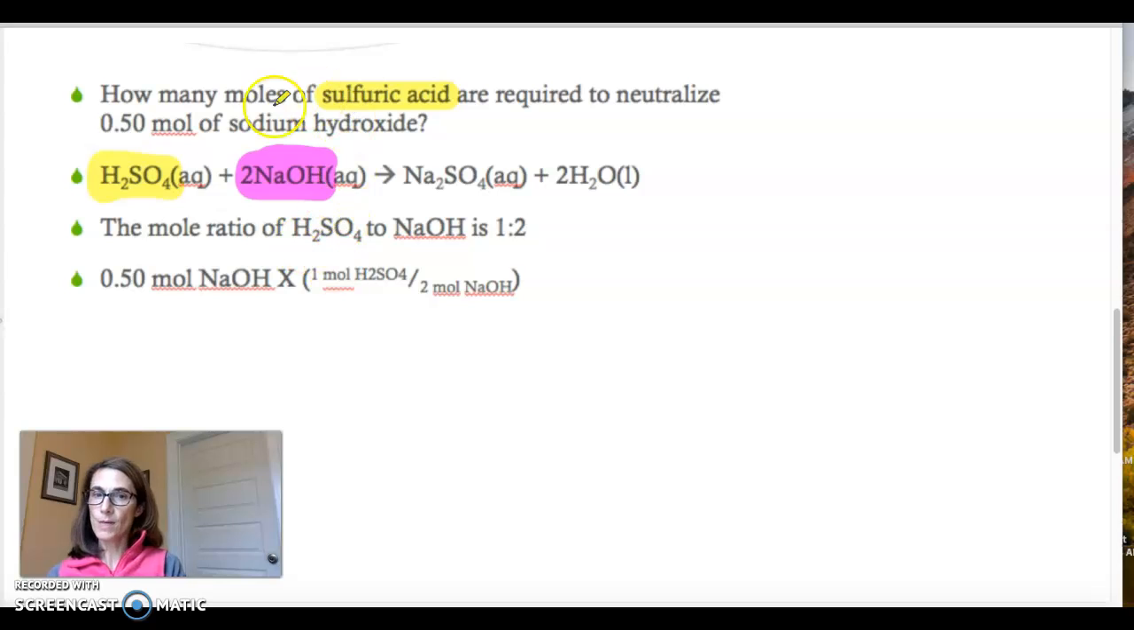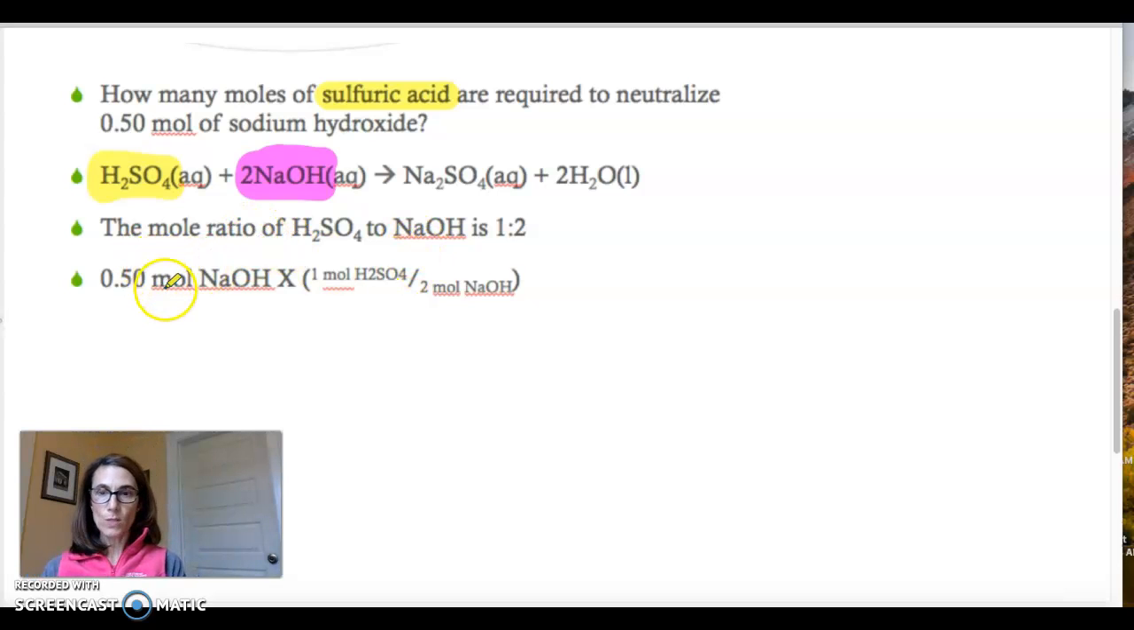And just like we talked about on the last slide, we need 2 moles of sodium hydroxide for every 1 mole of sulfuric acid. Again, it's because sulfuric acid is diprotic, and in the formula for sodium hydroxide there's only 1 hydroxide ion. So we actually need 2 moles of this for every 1 mole of this in order for those H+ and OH- ions to be in the same ratio. So the mole ratio of H2SO4 to NaOH is 1 to 2.